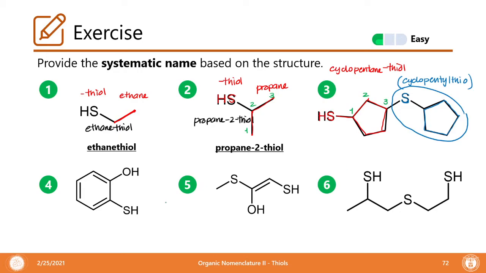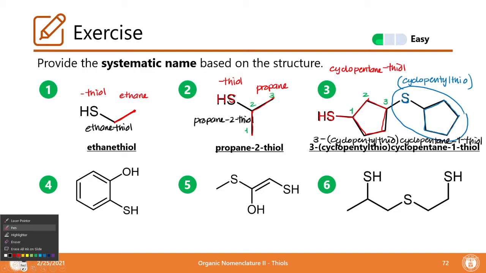Okay, so when we start the naming, we have 3-cyclopentyl thio, cyclopentane, and at position 1, we have the thiol. So there we go: 3-cyclopentyl thio cyclopentane-1-thiol. Okay, let's go on to the next one.